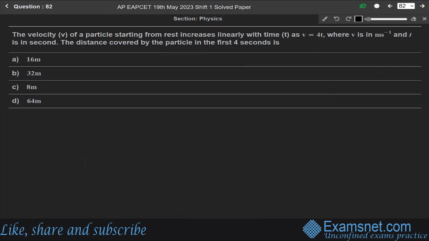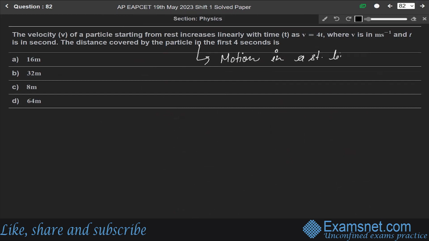Now next, question 82. The velocity v of a particle starting from rest increases linearly with time t as v equals 4t, where v is in meter per second and t is in second. The distance covered by the particle in the first 4 seconds is? This question is from the chapter of motion in a straight line.